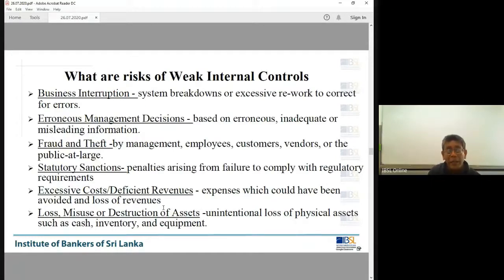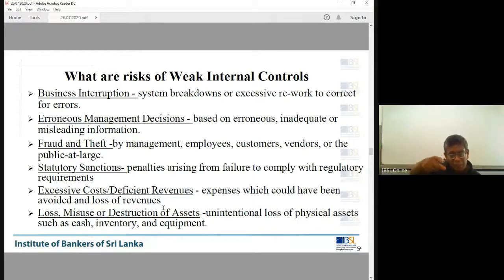Okay, so what are the risks of weak internal control? Now, suppose your organization does not have a proper internal control system. What are the things you're going to face? What are the consequences? What are the risks you're going to face? Because if you do not have internal control, one thing, of course, you are going to face mainly what?